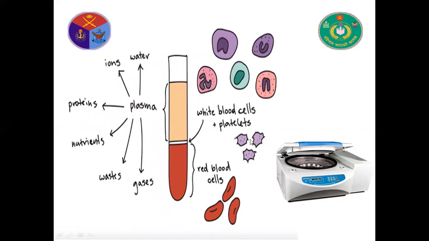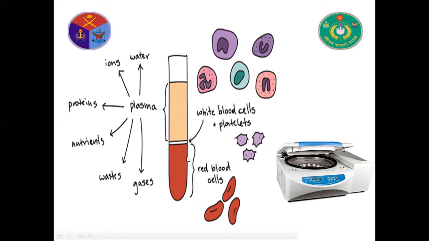Now, dear boys, this is a centrifugal machine. The centrifugal machine is used for the separation of blood cells and plasma. At first, you have to take a test tube, then it is filled up with blood. Then this test tube is set up in the centrifugal machine and switched on. Actually, the centrifugal machine rotates 1,000 times per minute. Then this test tube is kept in a place for 30 minutes.